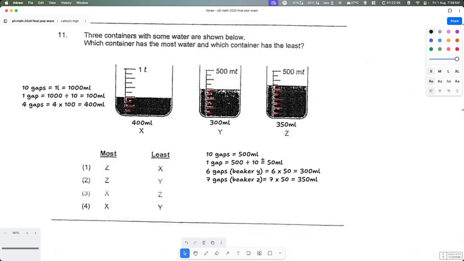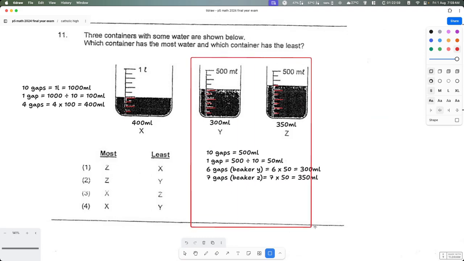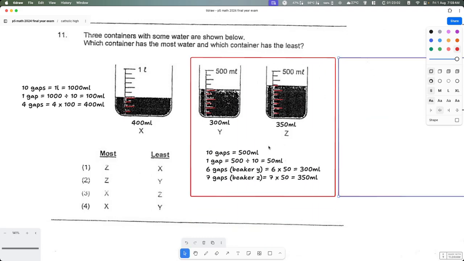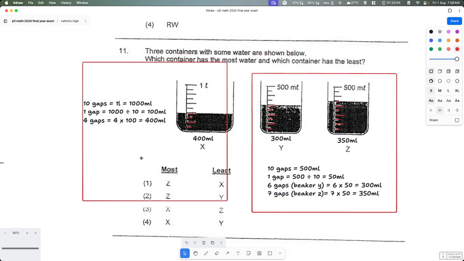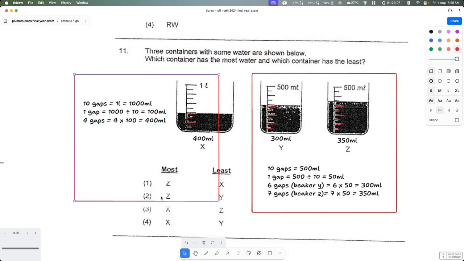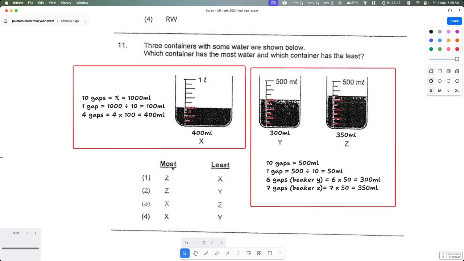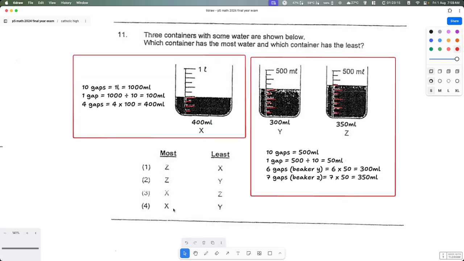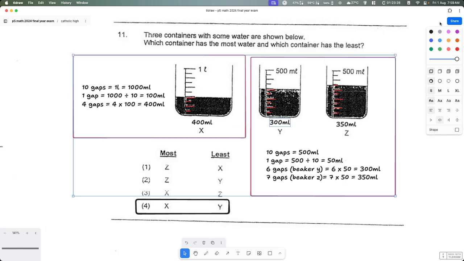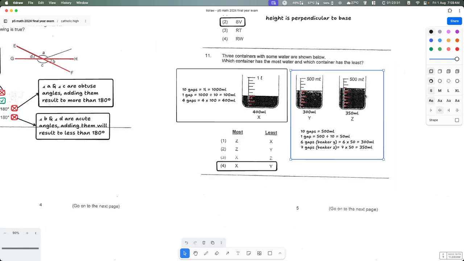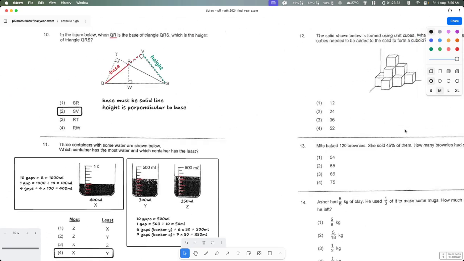So I'll put this here as one rectangle, and then I'll put this as another rectangle. That's what I see over here. Okay, so now I think it's easier to group them. So from here, you probably can answer. The most is 400 milliliters, X. The least is Y. So X and Y, the answer to this is option number 4 over here. Okay, so that's it. Let's move on to the next question.